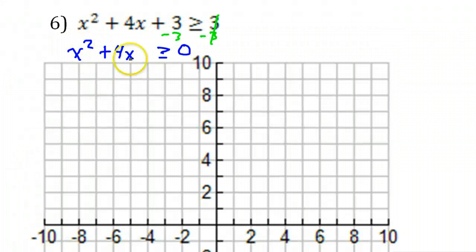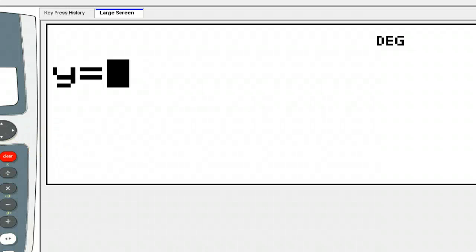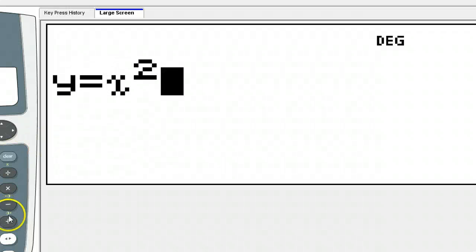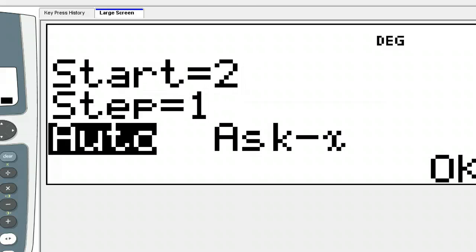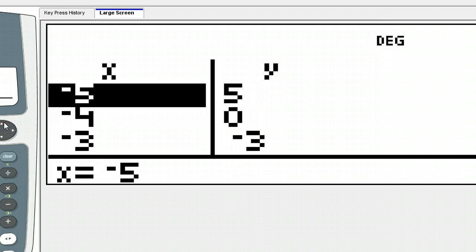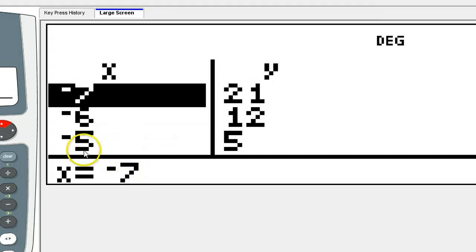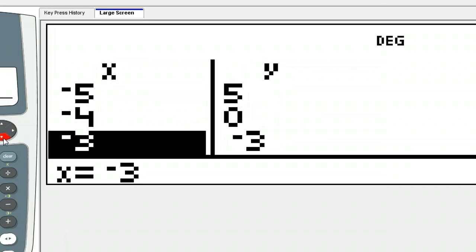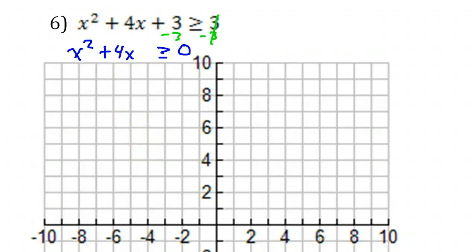Okay, what did I have? x squared plus 4x, and that's it. Okay, so x squared plus 4x. Alright, these values are still too big. We go up to this end of it. Okay, so my first value that fits is -5, 5. Okay, -5, 5. Let's go ahead and graph that.